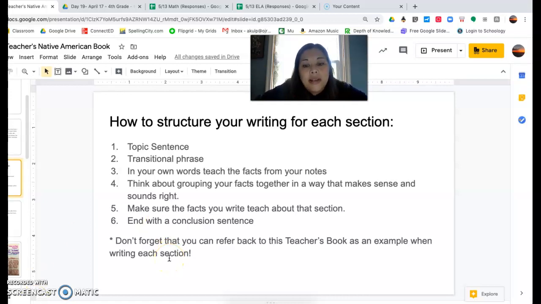Don't forget that you can refer back to this teacher book about the Cheyenne as an example when writing each section. Okay, it doesn't matter what it is. We're going to each be writing a section here during our videos and even for the off days, so that you can always look back here and compare it at the end to make sure you're on the right track. And of course, feel free to email your teacher or myself. We're all happy to help you, and would much rather help you and answer any questions as you're going along and working on it, rather than you get done and think, wait, is this right? And then find out it's not right, or that you have to go back and correct it and fix it. So ask us if you have questions, okay?